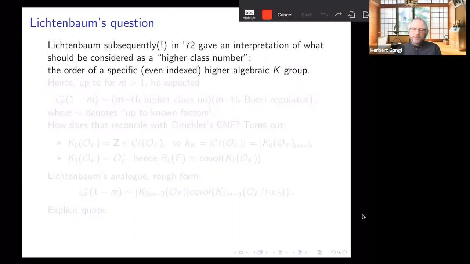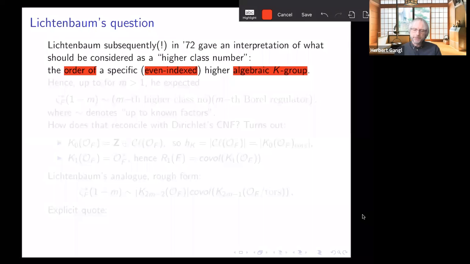But he quickly found out that this higher class number, which would not have any direct input from Borel, he had the idea to have the order of a specific algebraic K group as well, and in fact an even index one. So the odd index ones play the role of this regulator part, and the even index ones, one lower kind of, play the role of the higher class numbers.